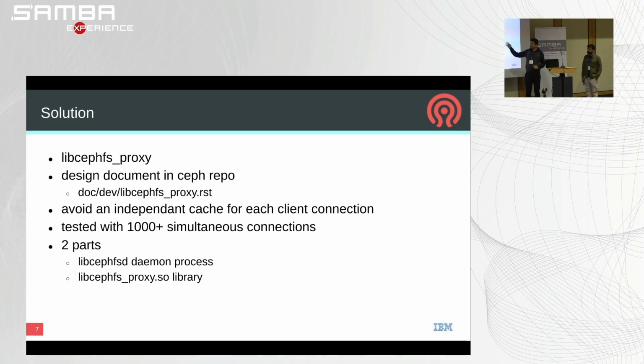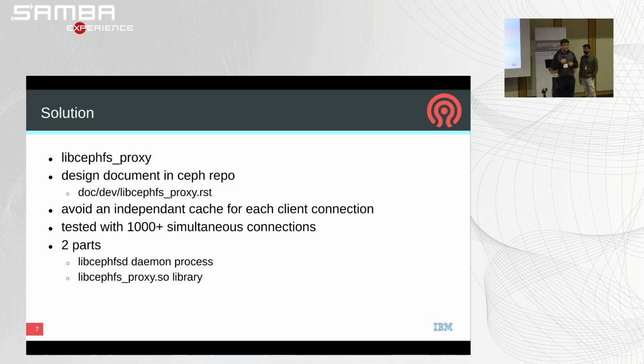So this is the proposed solution. This is essentially a proxy server, which funnels all the requests coming to the backend Ceph through the libcephfs daemon. Now, this has already been committed upstream into the Ceph repository. A design document is available on the Ceph repo itself. The main aim is to avoid having an independent cache for each client connection.